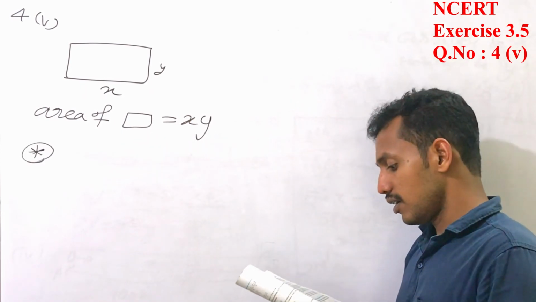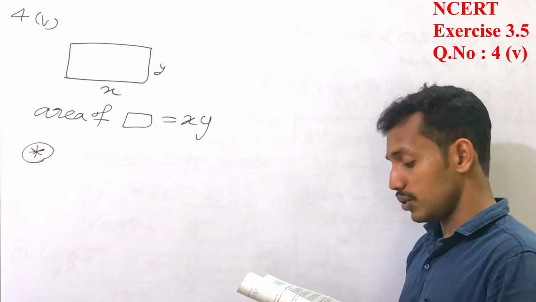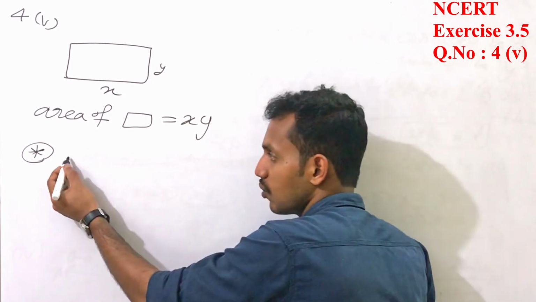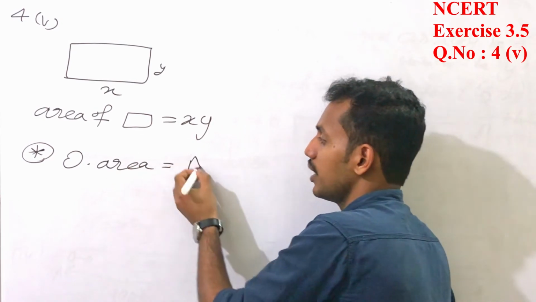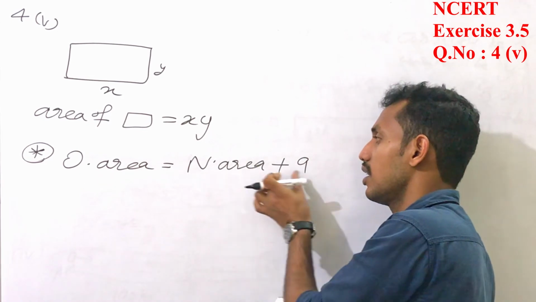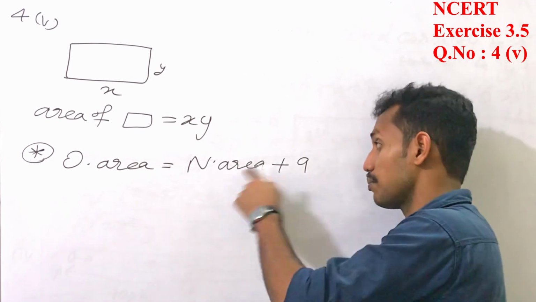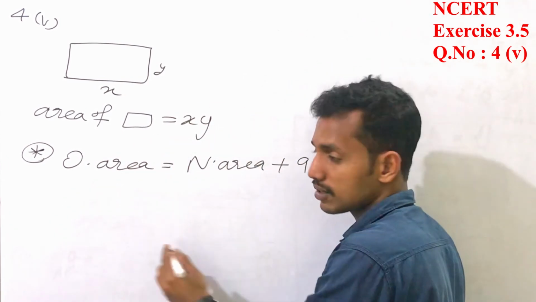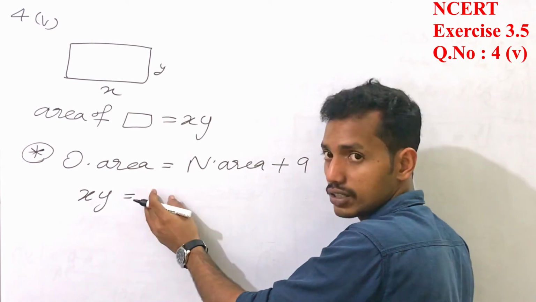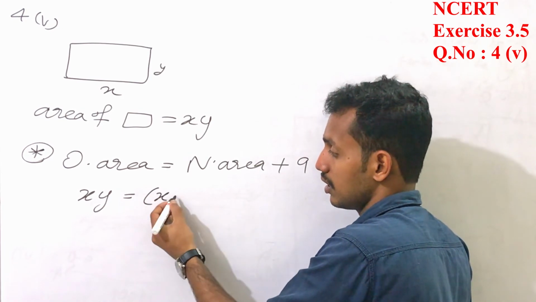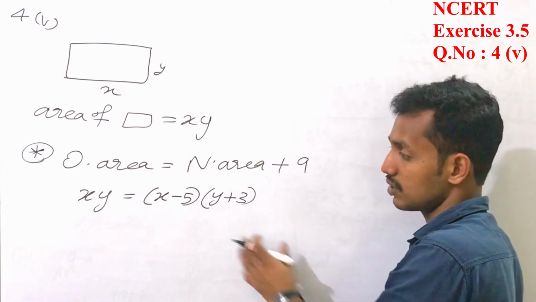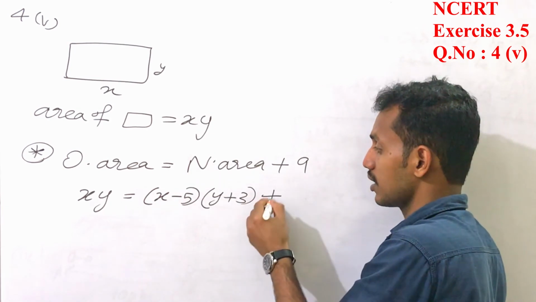Come to the question. First condition. The area of the rectangle gets reduced by 9 square units if its length is reduced by 5 units and breadth is increased by 3 units. So the original area is equal to the new area plus 9 square units. That is the meaning of area reduced by 9 units. Clear? That means the new area plus 9 will be the original area. That implies xy is equal to, what is the new area? The new area is equal to new length into new breadth. Length is reduced by 5 units, that will be the new length, into breadth increased by 3 units, that is the new breadth. So new length into new breadth plus 9.